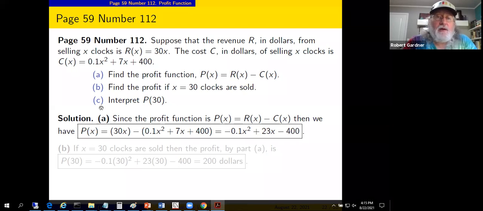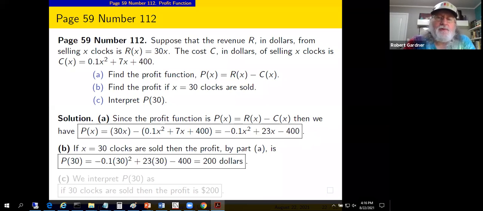Okay, R of X is 30X, right there. C of X is this quantity here, right there. Take the difference. We'll get the negative 0.1 X squared. There's 30X minus 7X produces a 23X, and distribute the negative to get a minus 400. There's the profit function. Part B, find the profit if X equals 30 clocks are sold.